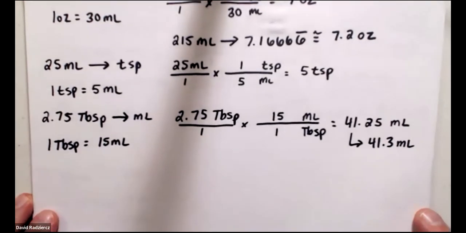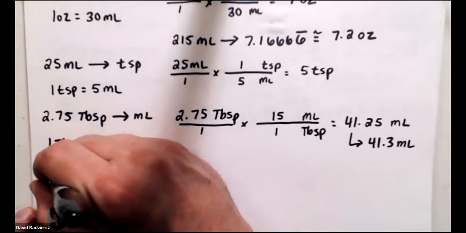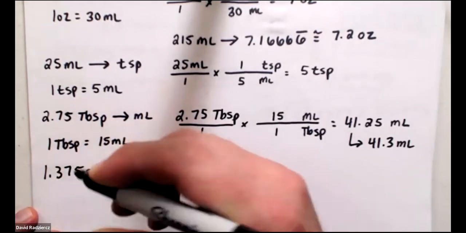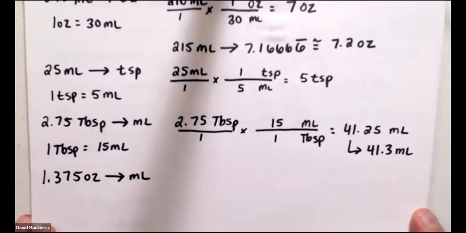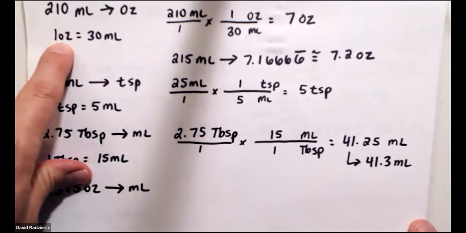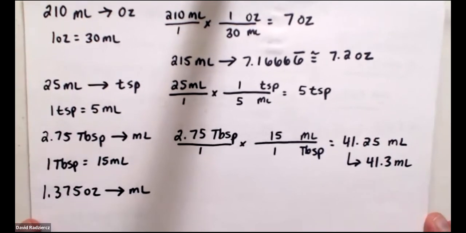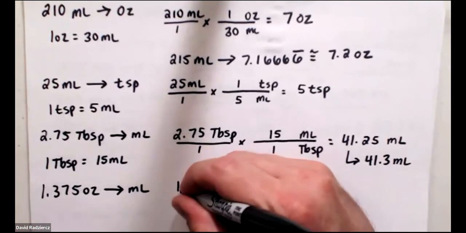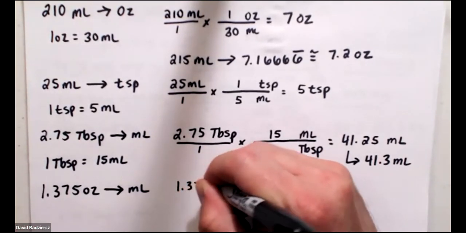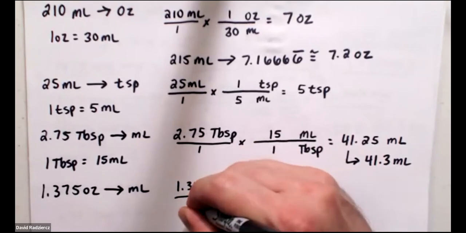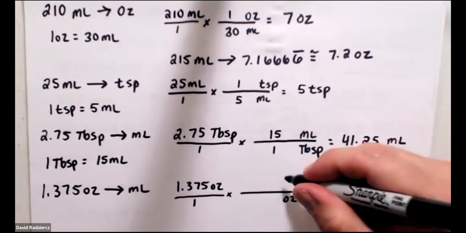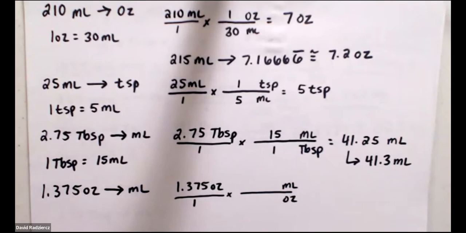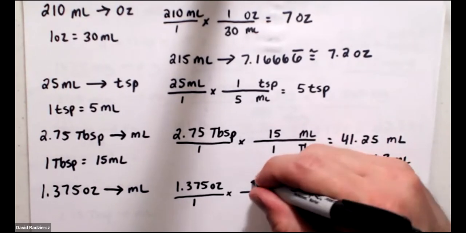And then finally, 1.375 ounces to milliliters. We already wrote the conversion of ounces to milliliters up here. 1 ounce is equal to 30 milliliters. So I'm going to take my 1.375 ounces. I'm going to set up my conversion. I do not want ounces. I do want milliliters. 1 ounce is 30 milliliters.